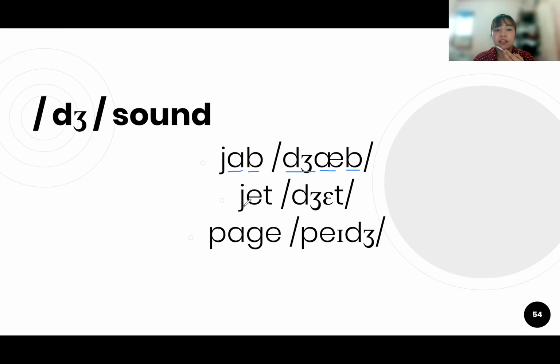Next, you have jet. Your letter J again makes the J sound. Your E makes the E sound. And of course, your T, what sound does T make? T. So we have the same letter there. Page as well: your letter G here makes the J sound. Then your letter A makes the A sound. We will also discuss in the next slide why the sound for your A has this symbol. And your letter G in page produces the J sound. That's why we have this one.